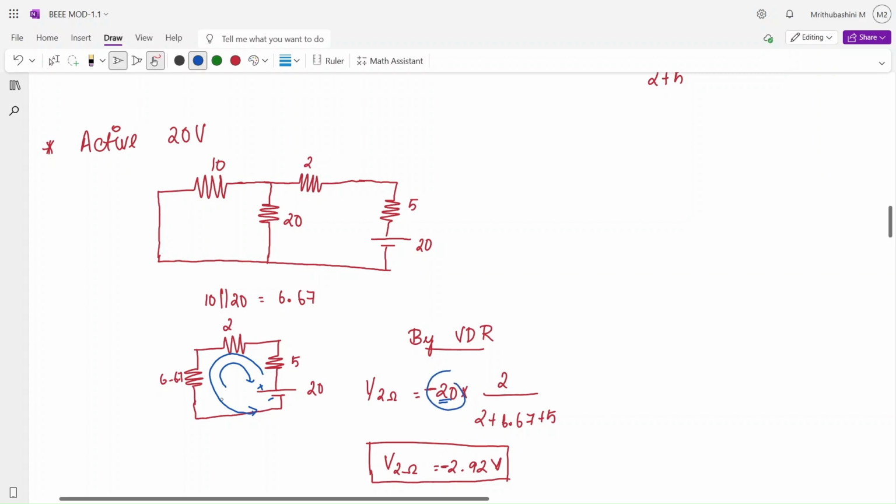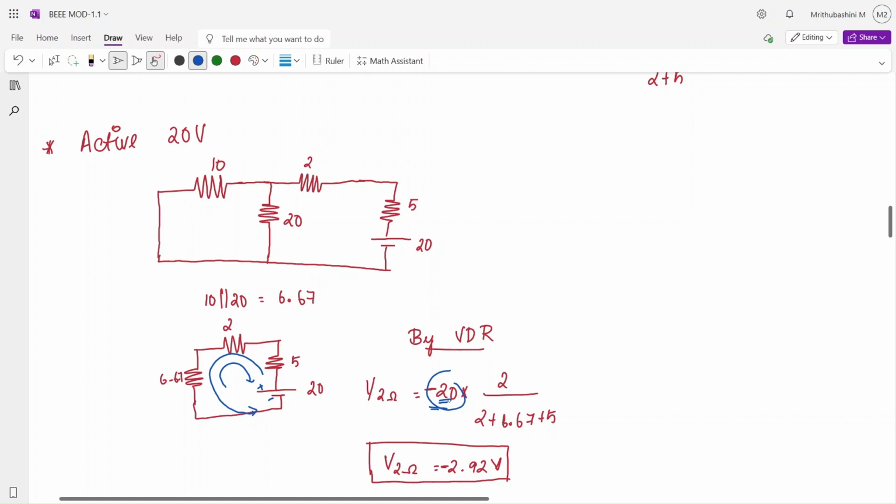This is a very important point. You have to note it down. I hope this point is clear. Generally we take it as clockwise, if you see my previous videos, okay? But here, conventionally, the voltage will travel from positive to negative, but it's in the opposite direction of the clockwise. So it should be minus 20. I hope this is clear.